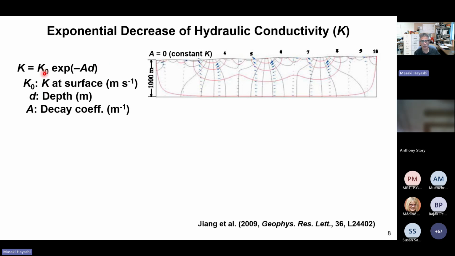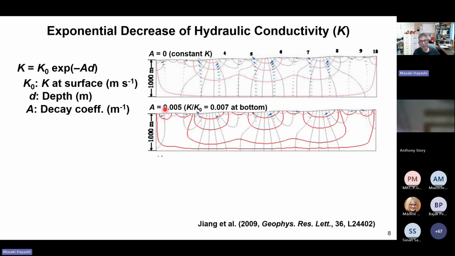hydraulic conductivity. K naught is the surface value, and K decreases exponentially as a function of depth. This is the decay coefficient. In the first example, they used a value of 0.005. With this value, hydraulic conductivity at the bottom of this domain is 0.007 of the surface value, about 2 orders of magnitude decrease, which is a pretty mild decrease. But even with this mild decrease, just 2 orders of magnitude, the flow vector is almost invisible here. So all the important things are happening within the top few hundred meters.